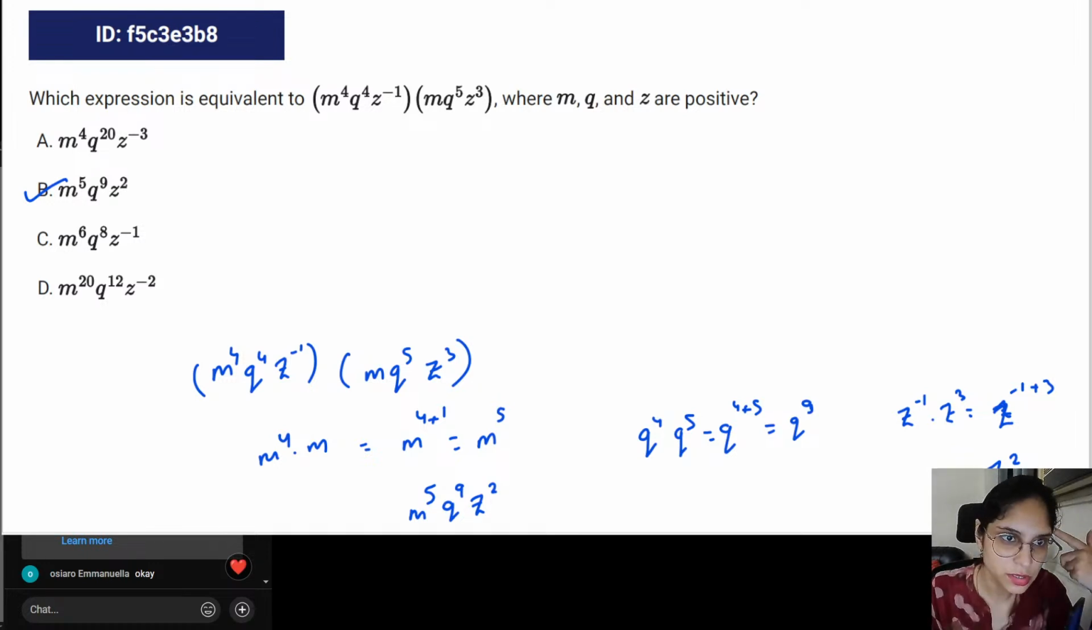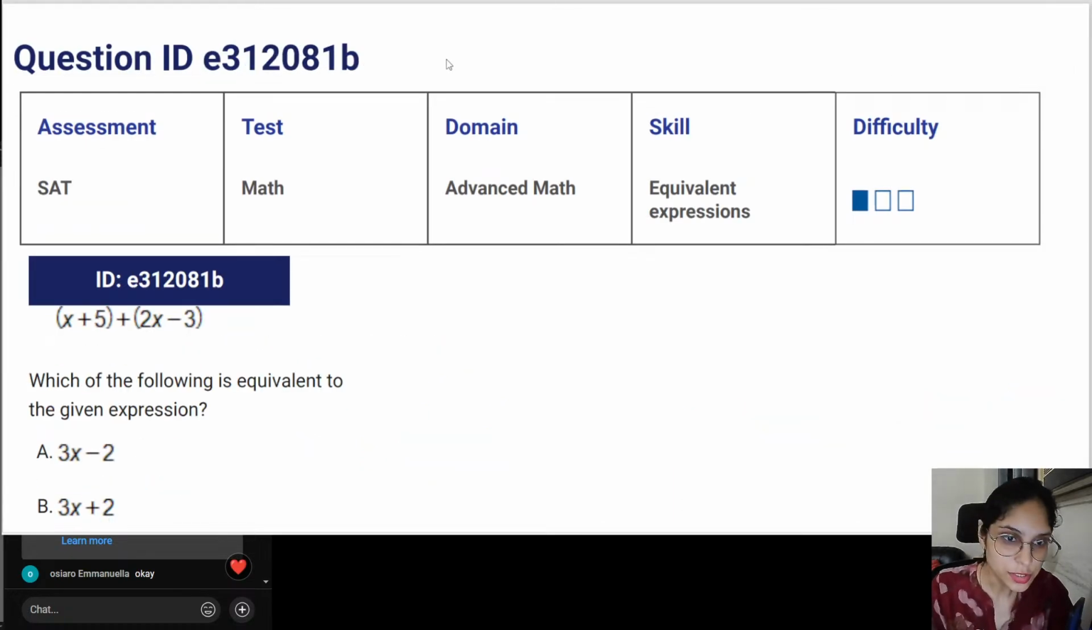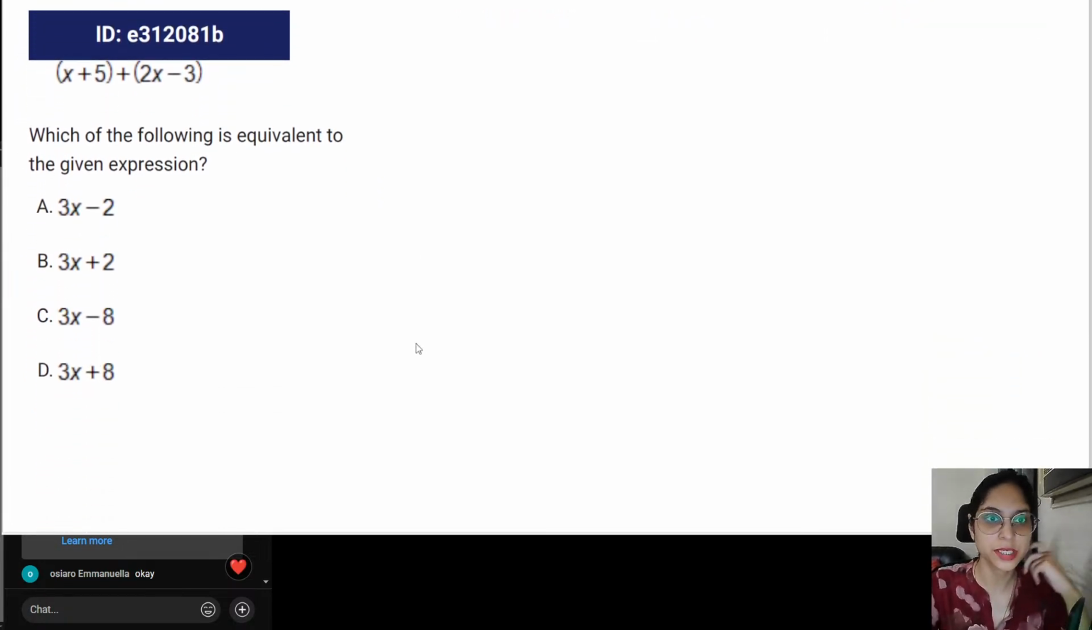Now the next question is question number 4. Also, one more thing, this is one topic where Desmos is not very helpful, because these are the operations for which Desmos is not very helpful for this particular section.